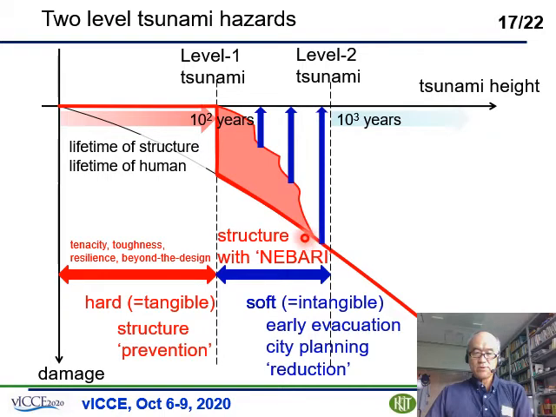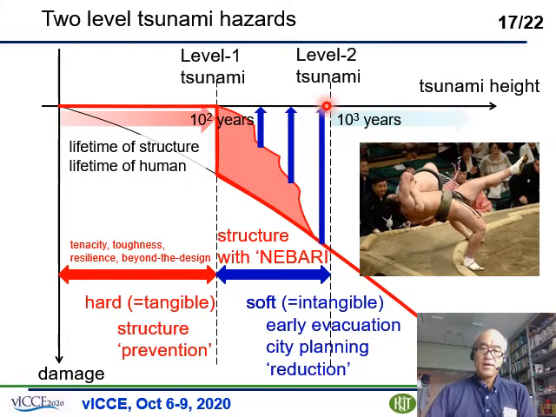This is called a structure with NEBARI. NEBARI is a Japanese word representing tenacity or toughness or resilience, or performance beyond the design. Then the damage will be furthermore minimized. It's something like a small wrestler showing a last-minute, never-give-up performance.